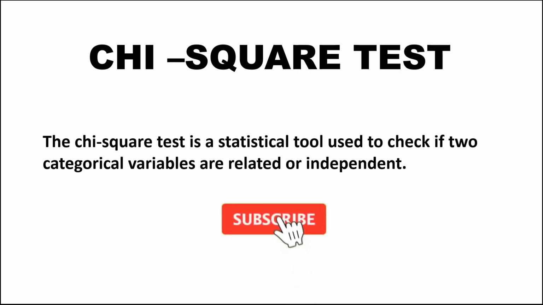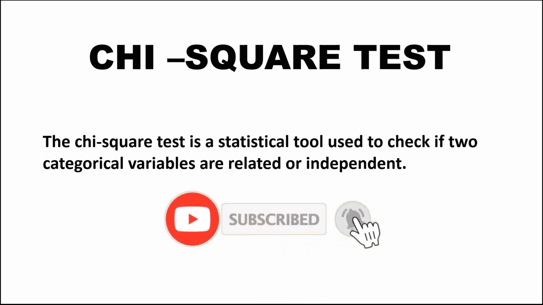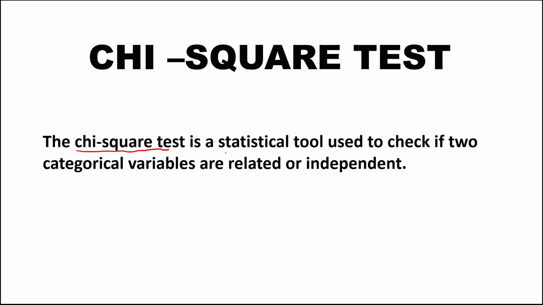So let's have this topic. For the chi-square test, take note that the chi-square test is a statistical tool used to check if two categorical variables are related or independent.